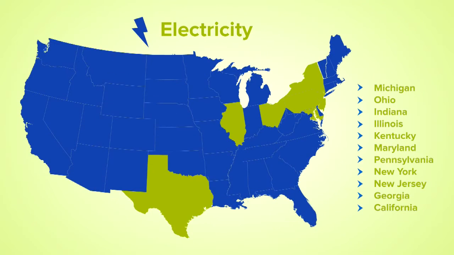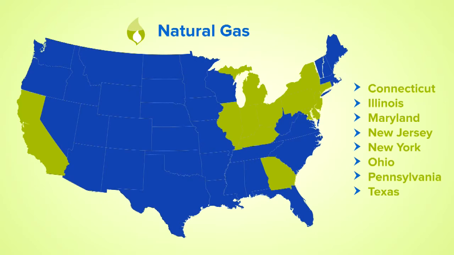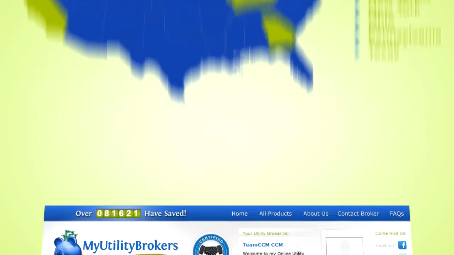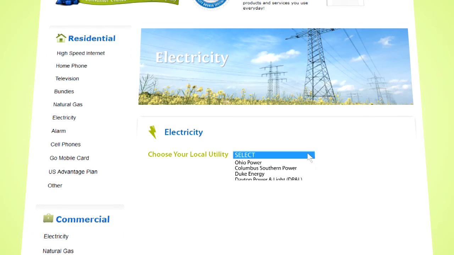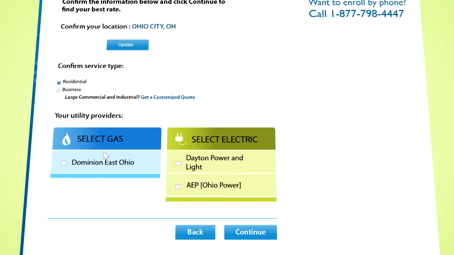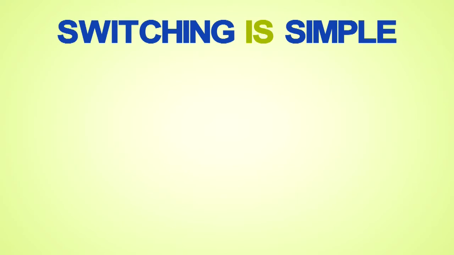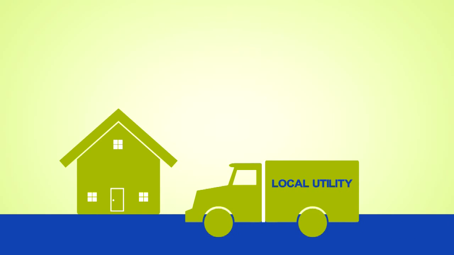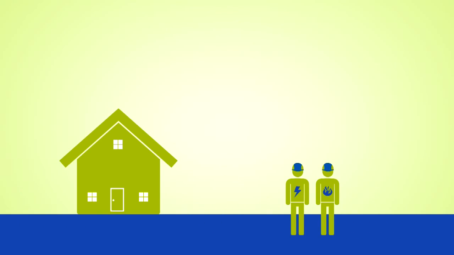If you live in a deregulated energy market, making the switch is simple. Step 1. Select your state and local utility. Step 2. Enter your zip code. Step 3. Select the energy product that best fits your needs. Switching is simple and takes place either online or over the phone through our secure service. Best of all, nothing changes with regards to your local utility. They still service your household and deliver the energy.